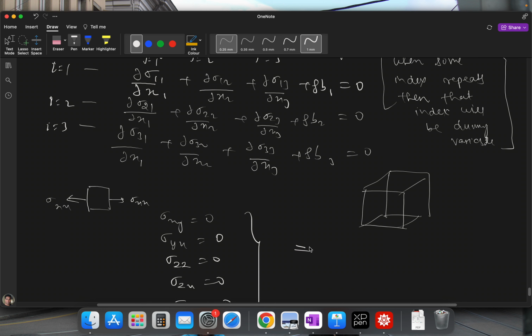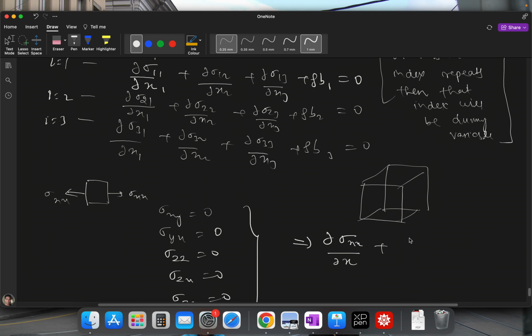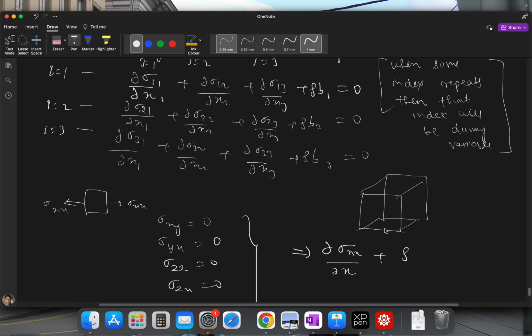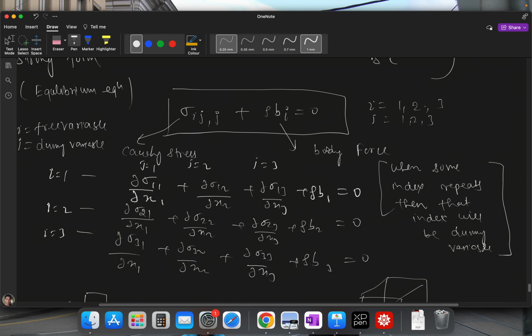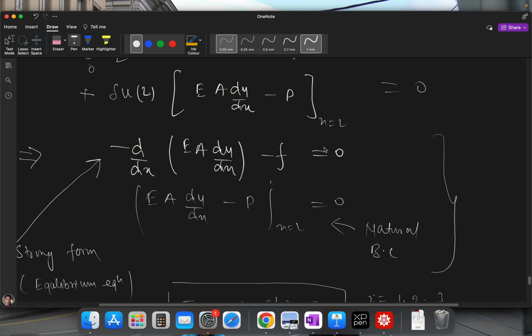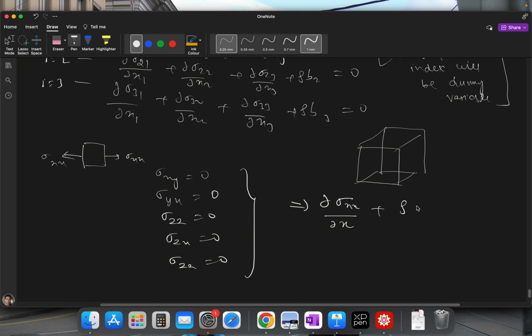Now substitute everything here. So what you will get is del sigma xx divided by del x plus this one is also 0, this one 0, this one 0, and there is a force. What will I write? In this case this b1 is nothing but f1. There will be f1 equal to 0.